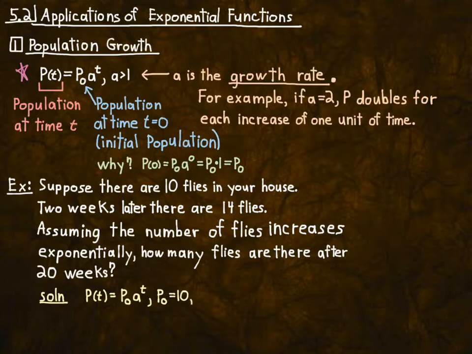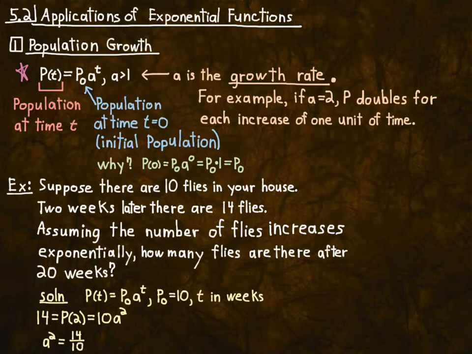So P initial is 10, time is in weeks, and we get 14 equals P of 2, which is 10a squared, because it was after 2 weeks, right? So a squared equals 14 over 10, which is 1.4. And then a is the positive square root of 1.4, because a has to be a positive number. Remember, the base is always positive.